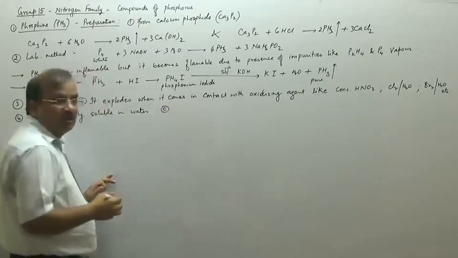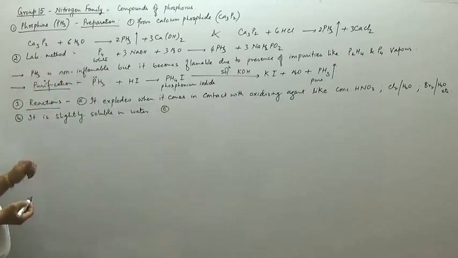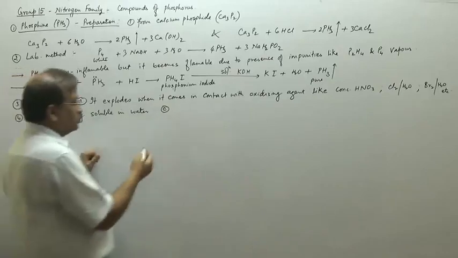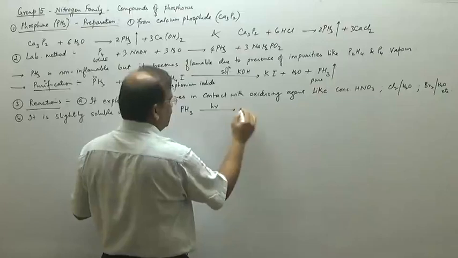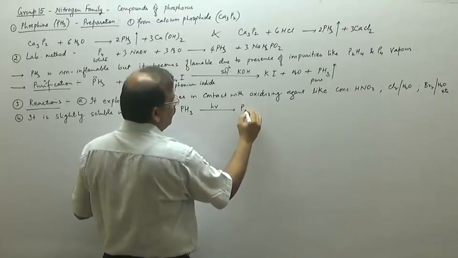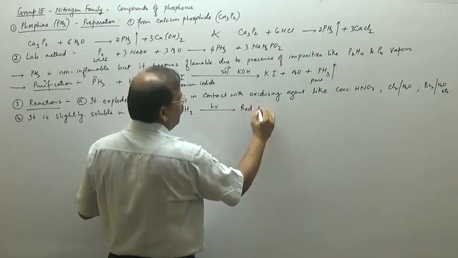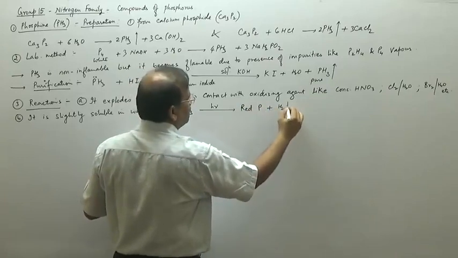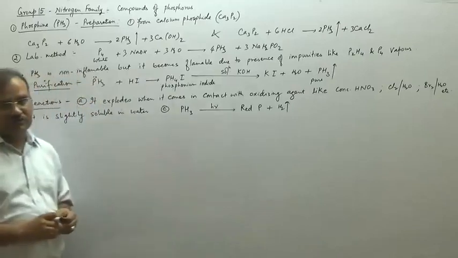Then we can write that it is the red. We will say that phosphine, when in radiations, gets converted into P4, that is red phosphorus. So red phosphorus plus H2 is liberated. It is converted into that red phosphorus.